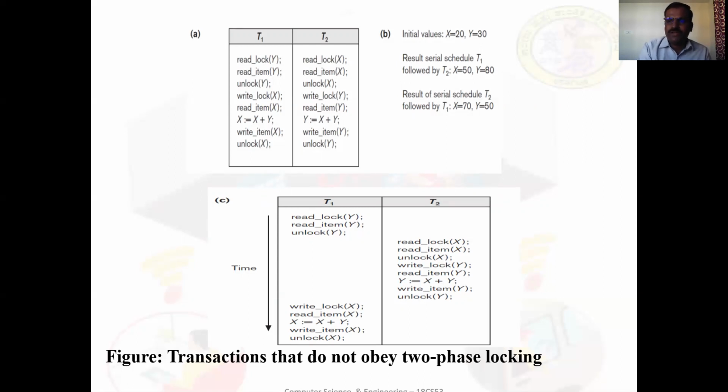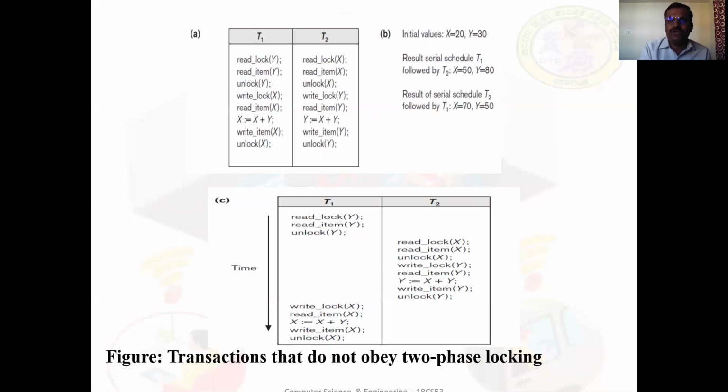Next, figure B indicates the results of possible serial schedules of T1 and T2. There are two initial values: X is equal to 20, Y is equal to 30. In the first case, the serial schedule T1 followed by T2 means first T1 executes, and after completion of T1, transaction T2 starts execution.